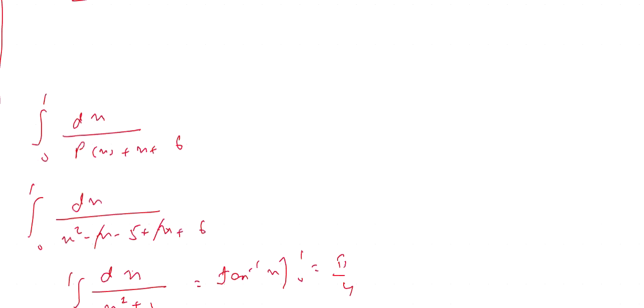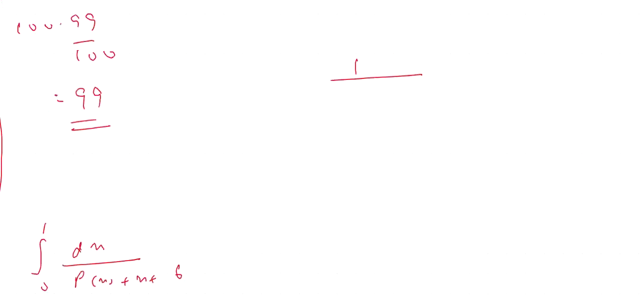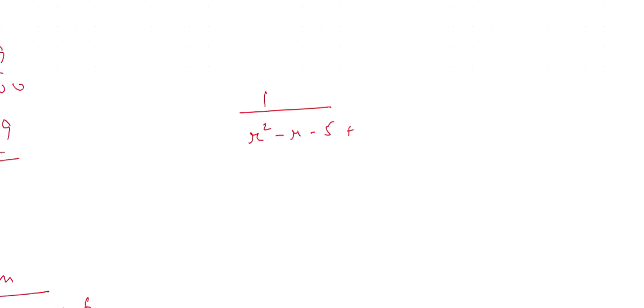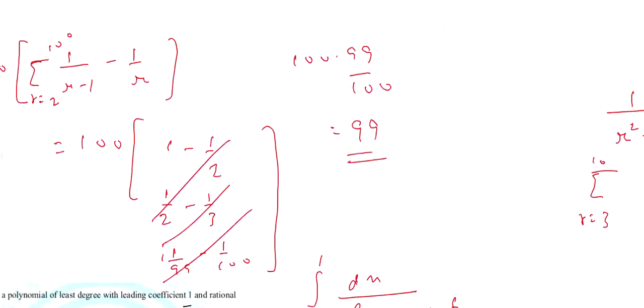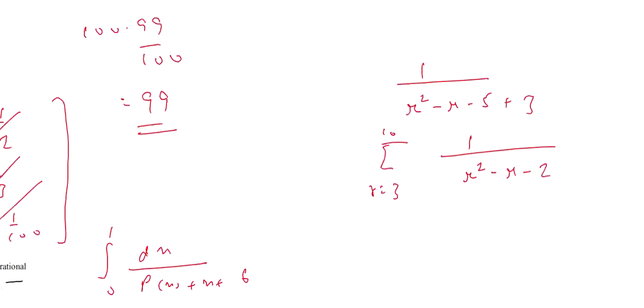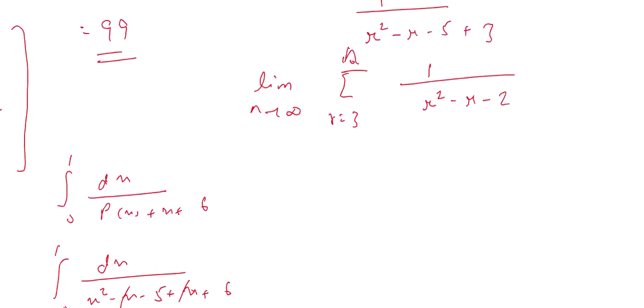Okay, 1 upon r square minus r minus 2, the sum for r equals 3 to 100, or whatever it is, it is infinite. Okay, so let me mark it n and the limit n approaches infinity. So it will be r minus 2 into r plus 1.